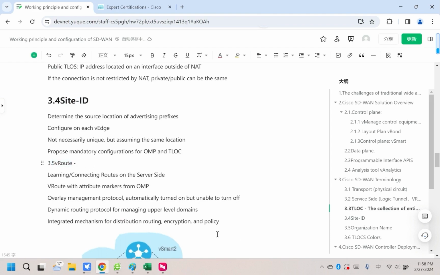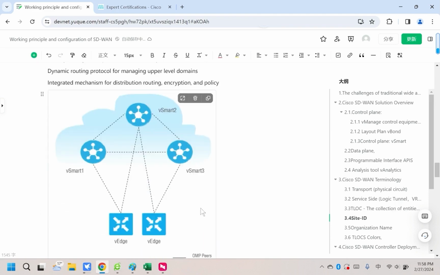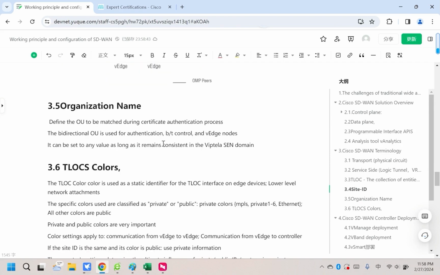Looking at this diagram, if you want to understand OMP, just remember this diagram. It's very similar to the operational principle of BGP, including the OMP selection rules, which are very close to BGP. The organization name is related to Cisco's cloud service, and it must be unique within Cisco's SD-WAN domain.